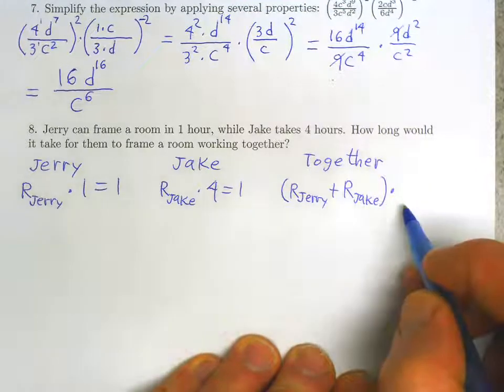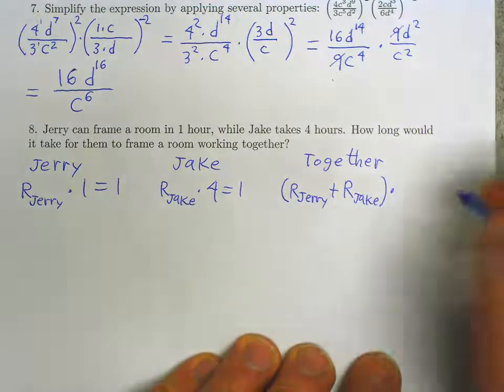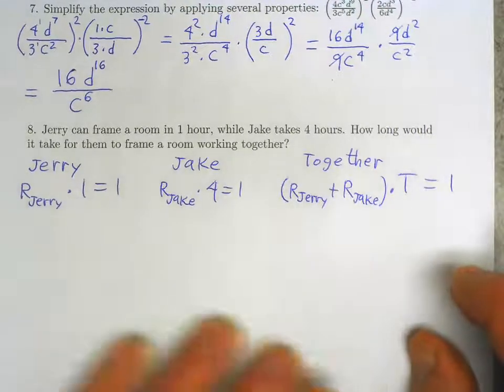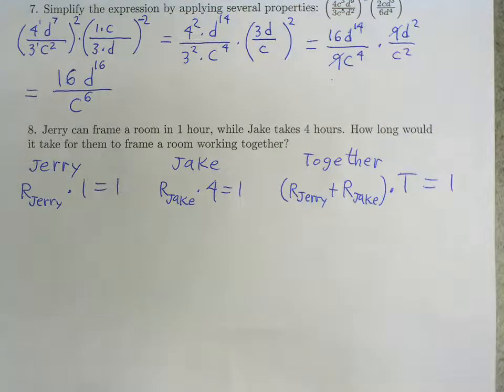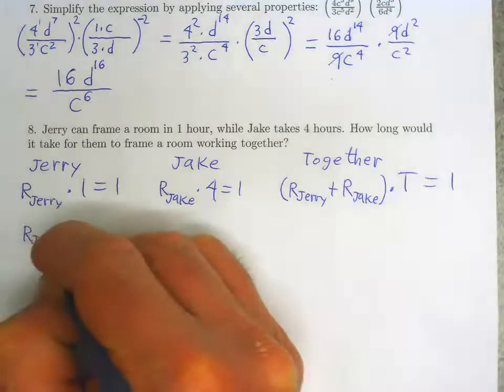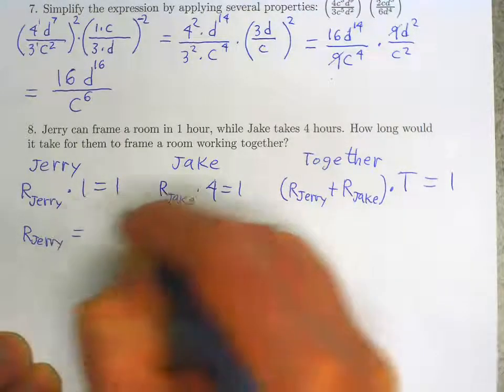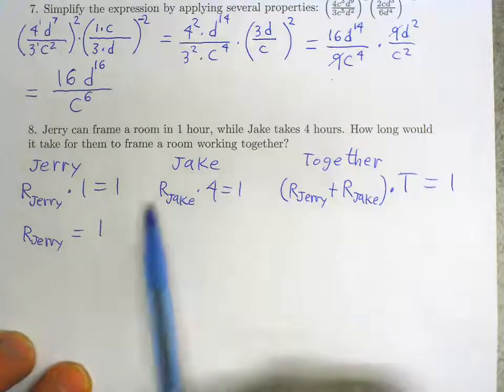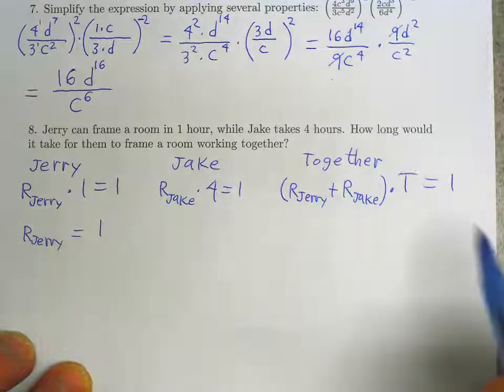And we'll pick a letter to represent the amount of time it takes them when they work together. So I'll pick capital T. So now we have 3 equations, each having the form rate times time equals 1. So we solve each of the equations for the rates. Jerry's rate is 1, which means that he can frame one room per hour.